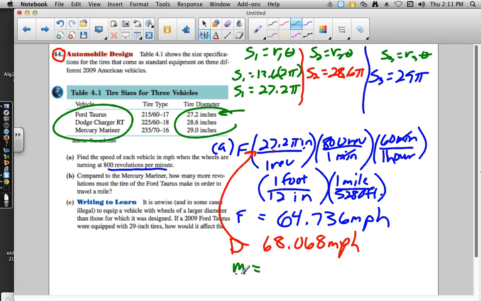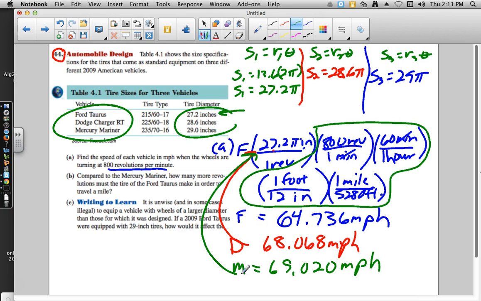The only thing that would change is right up here we would put in 29 pi instead of 27.2 pi, and that would come to 69.020 miles per hour.